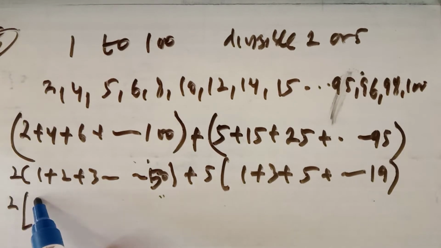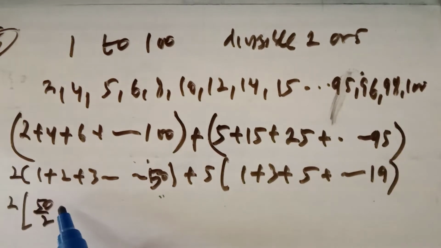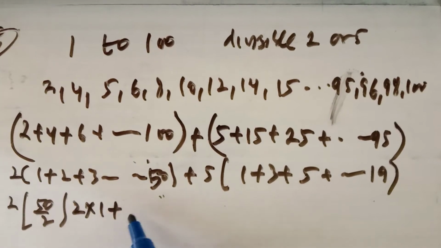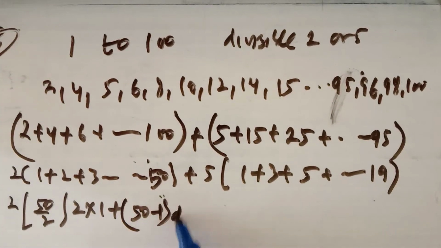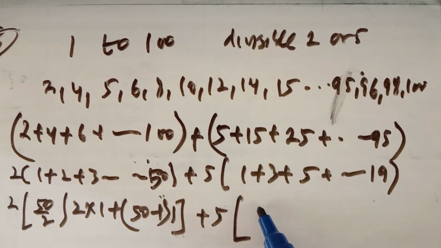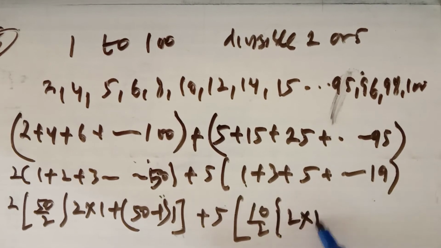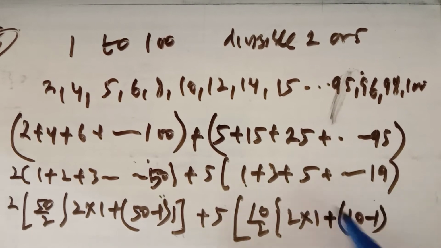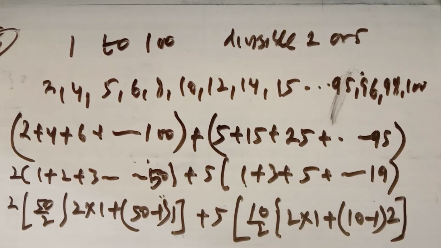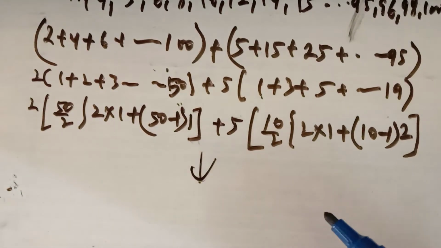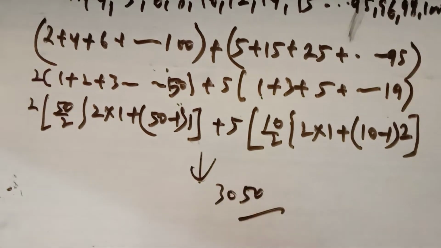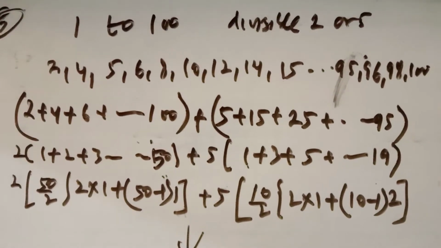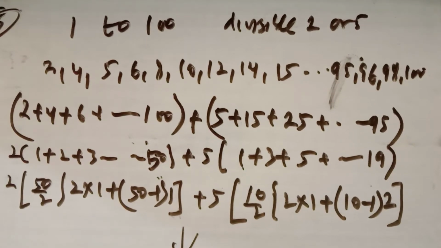It will be 50 natural numbers, n by 2 into [2a plus (n minus 1) into d]. D is here 1. Similarly 5, it is an AP whose first term is 1, and numbers are 1 to 19, they are 10. So n by 2 into [2a plus (n minus 1) into d]. D here is 2. So you add these and you are getting these as 3050. So like this you can do it. Question number 5.